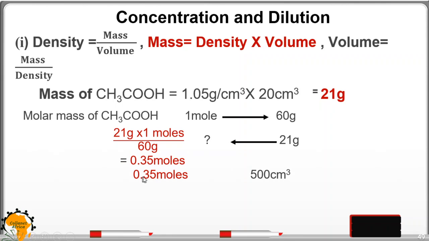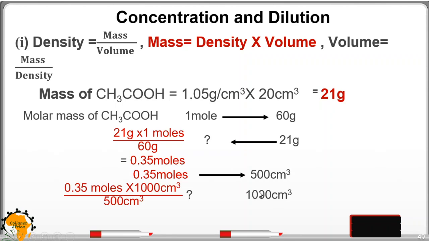moles. These moles are present in 500. Now we ask ourselves, what about in 1000, so that we can get the moles per liter. So this we multiply, then you divide by that, you get your answer as 0.7 M, a molarity of 0.7.